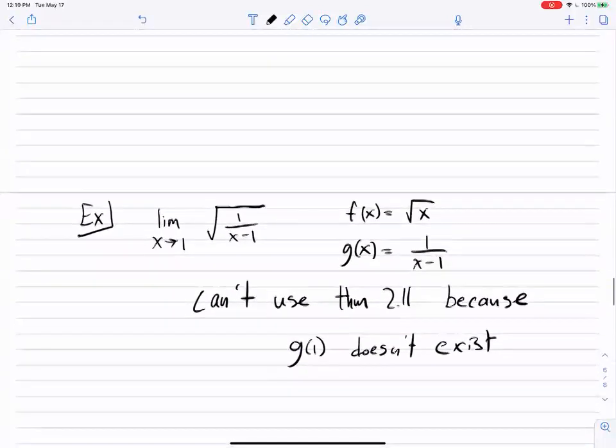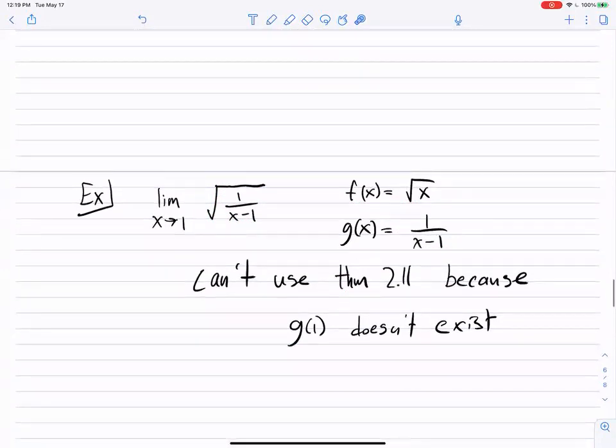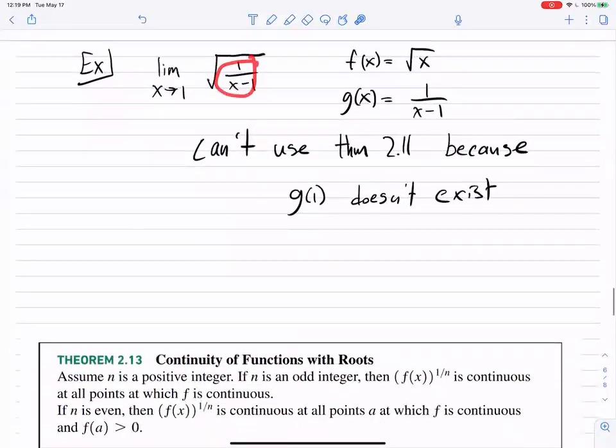Okay, how about this one? This is a composition, right? It's the square root of 1 over x minus 1. So the outer function is square root of x. The inner function is 1 over x minus 1. But why can we not use the theorem? Well, because if you plug in 1, it does not exist there, or g of 1 doesn't exist. And so we can't use the theorem. But there are some times where we can take this limit even if this doesn't exist. And so let me show you that theorem.